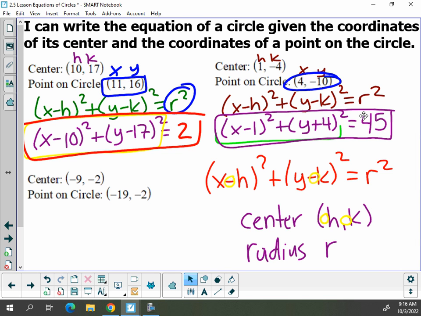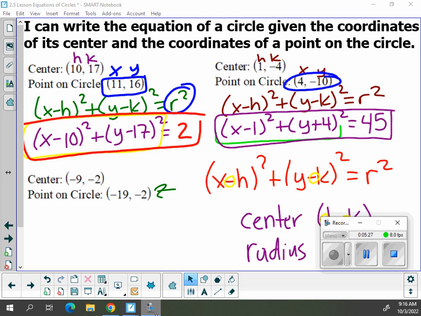So what I want you to do right now is I want you to give this next one a try. Use Desmos. If you need help, please do raise your hand and ask one of us for help. Press pause, try this one, and then come back and check your answer.